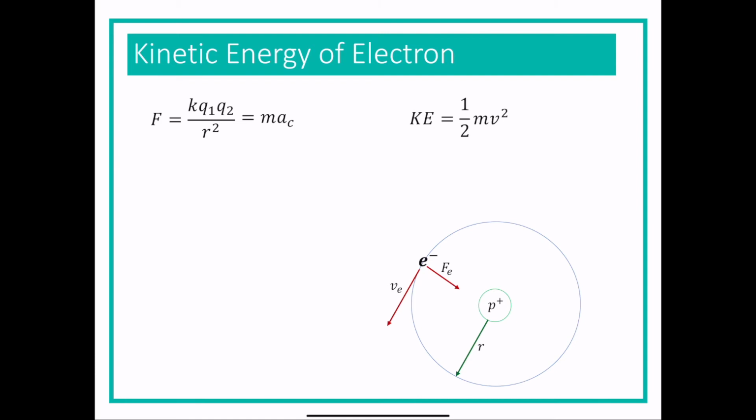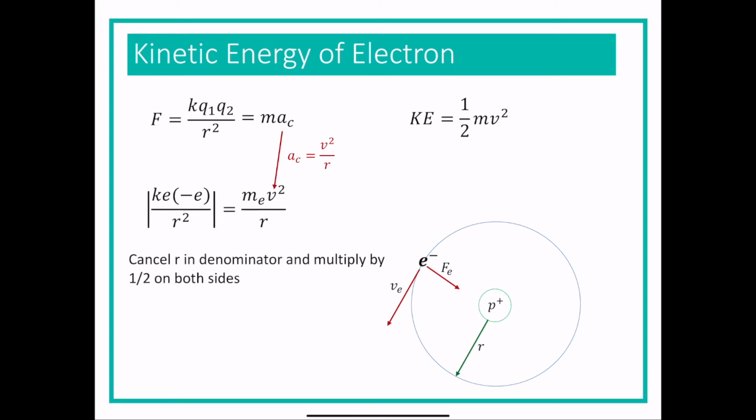Because we know that this thing is moving in a certain way, we can replace the acceleration with v squared over r. And we get yet another equation: m e, the mass of the electron, v squared over r. We're going to cancel r in the denominator and multiply by 1/2 on both sides, because we want to put this into the form where we can get the kinetic energy. We want 1/2 mv squared on one side so we can figure out the actual kinetic energy. And we get 1/2 ke squared over r is equal to the kinetic energy.